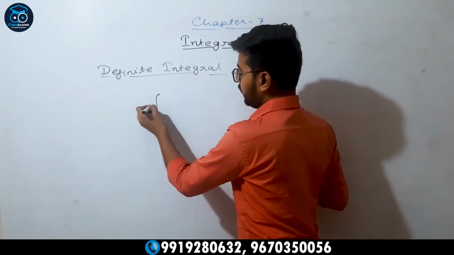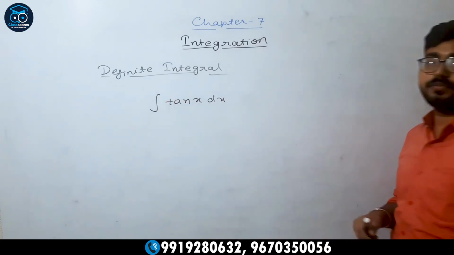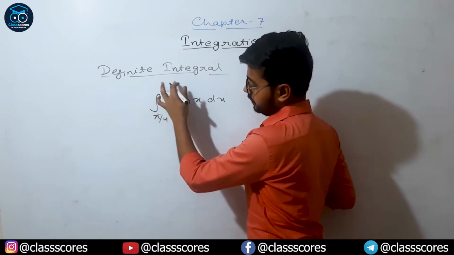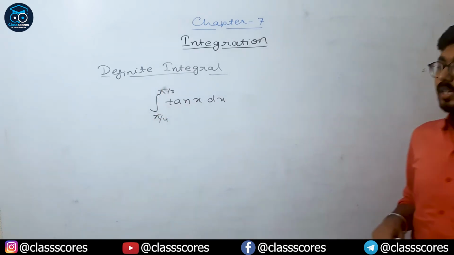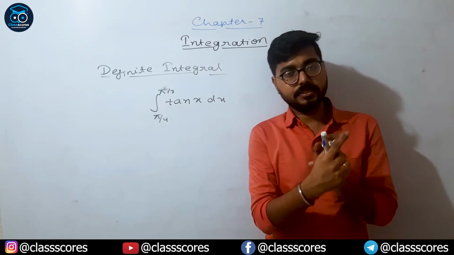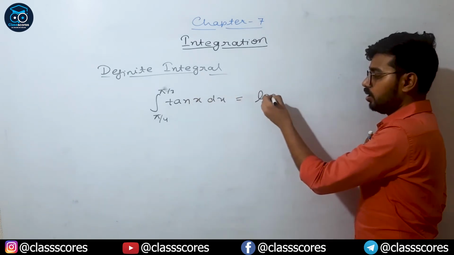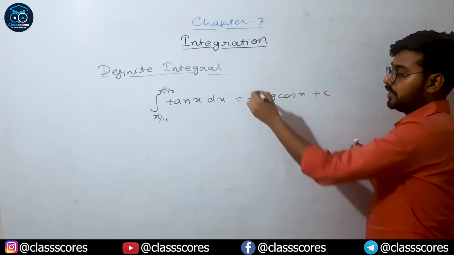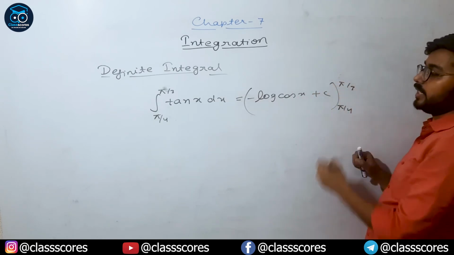For example, we just solve the integration for tan x. Now if this comes with a limit, that is pi by 4 to pi by 3. Okay, then always first we need to substitute the upper limit, then minus the lower limit. We already learned that the integration of tan x is minus log cos x plus c. Now substitute the limit, that is pi by 4 to pi by 3.